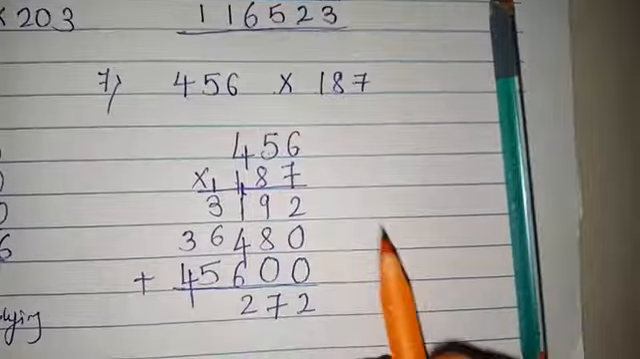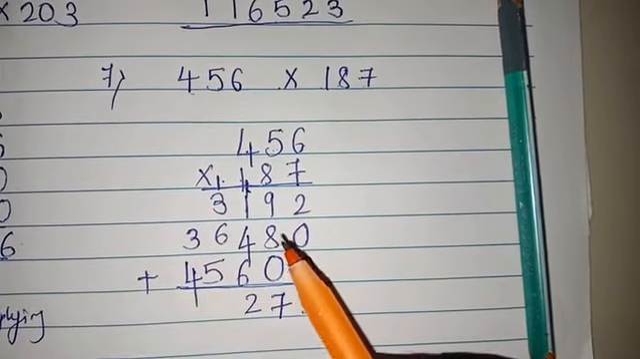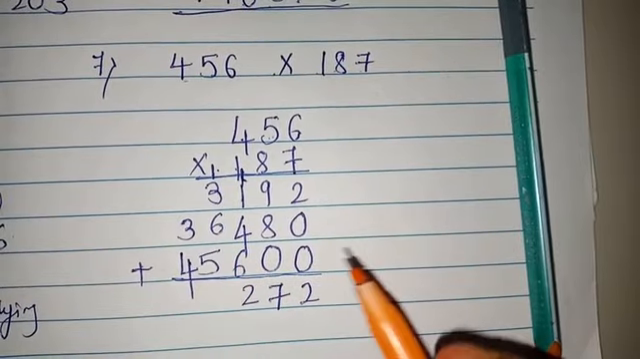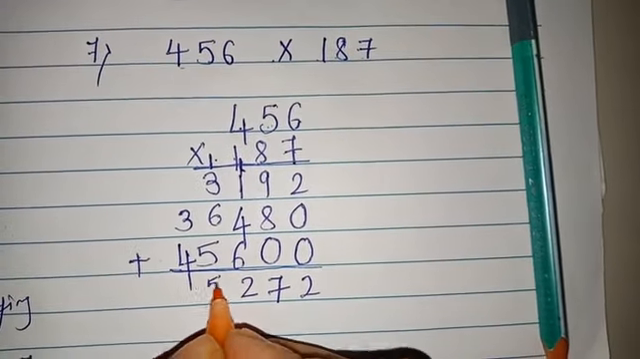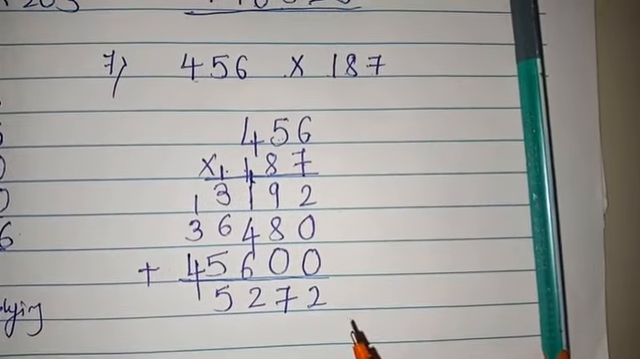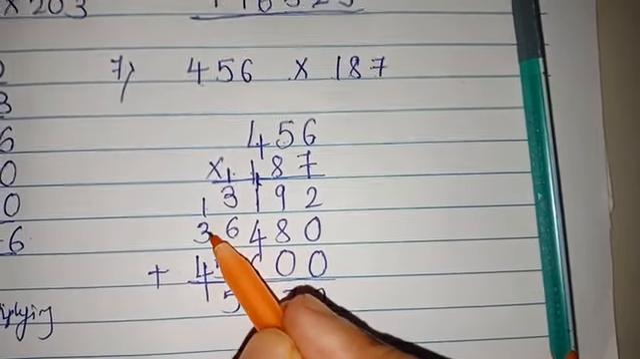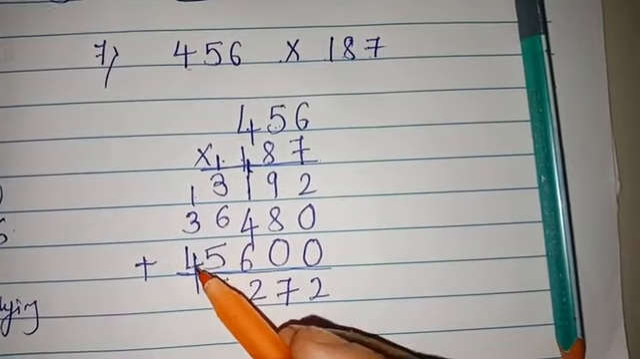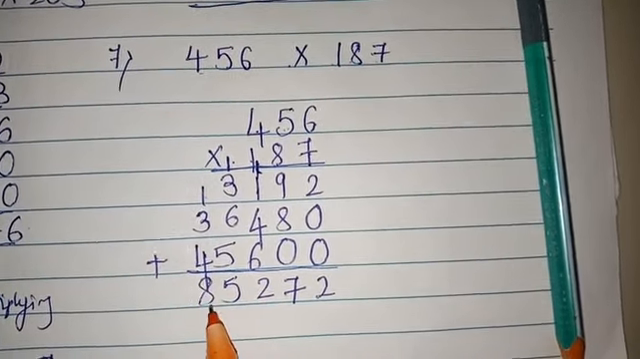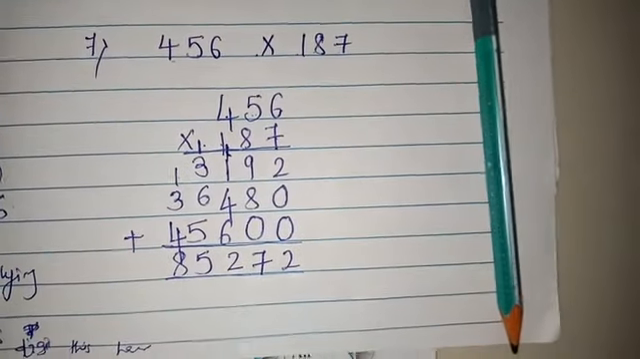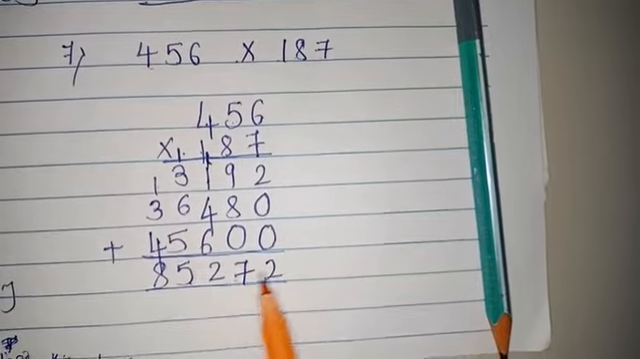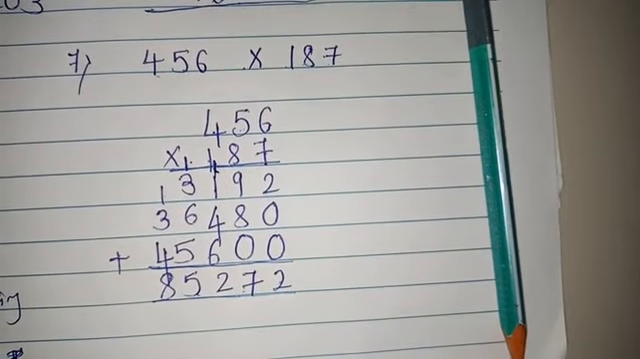Right? Now 1 plus 3 is 4. 4 plus 6 is 10. And 10 plus 5 is 15. So 5 will come here and carry it forward 1. Understood? Now 1 plus 3 is 4. 4 plus 4 is 8. So we get 85,272. Understood everyone?